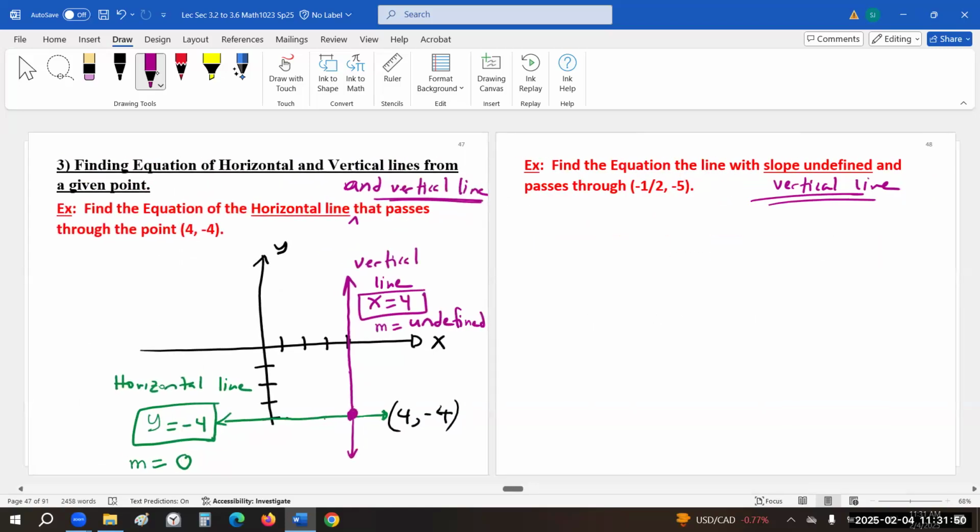Do I have more? No. And then you're going to get the parallel perpendicular line.